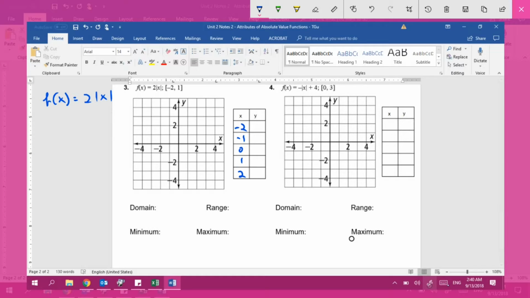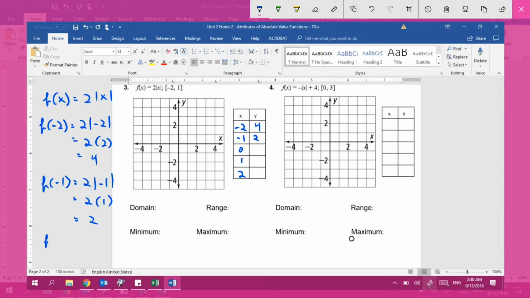So let's see what our points would be. Then f of -2 is going to be 2 times the absolute value of -2. The absolute value of -2 is +2, right? So this is actually going to be 2 times 2, which is 4. Now let's find f of -1. f of -1 is going to be 2 times the absolute value of -1, which is 2 times +1, which is 2.